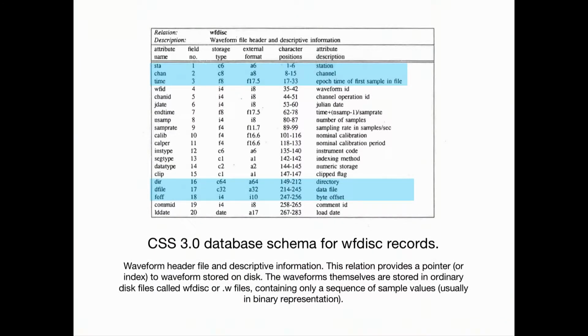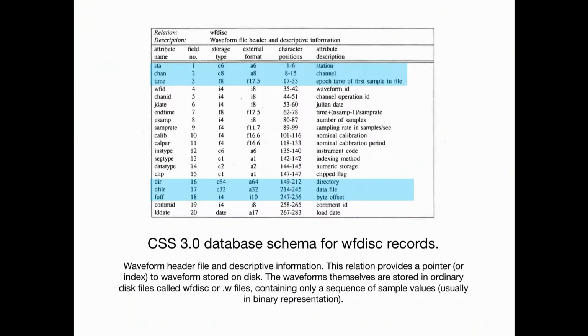So how does that work in terms of table structure? This is a WOOF disk record table, and I've highlighted a couple of things here. The blue at the top is just showing the station, channel, and the time, and then I'll talk about the second blue area in a minute.